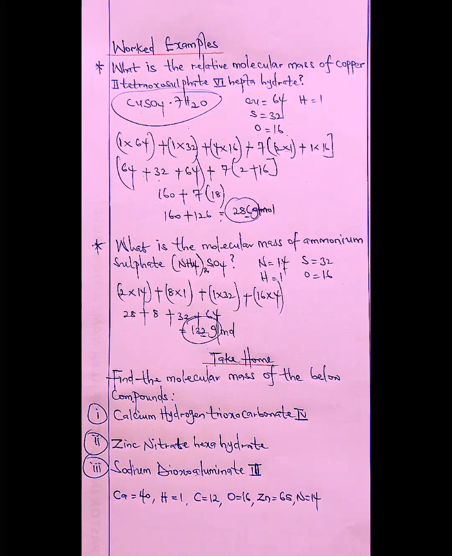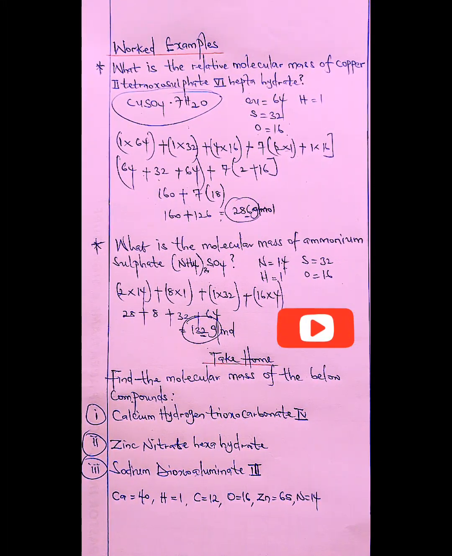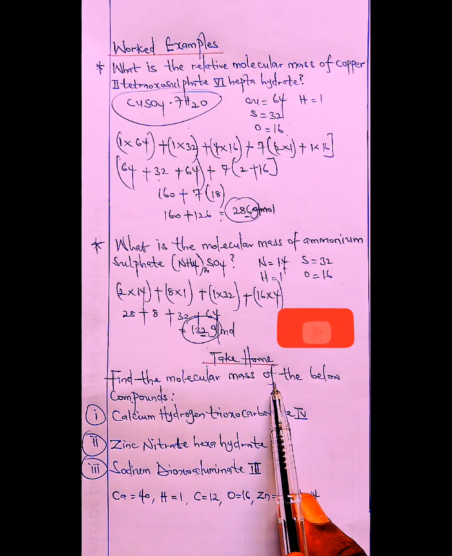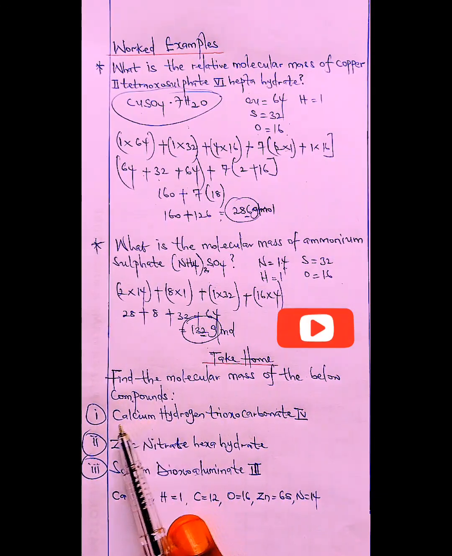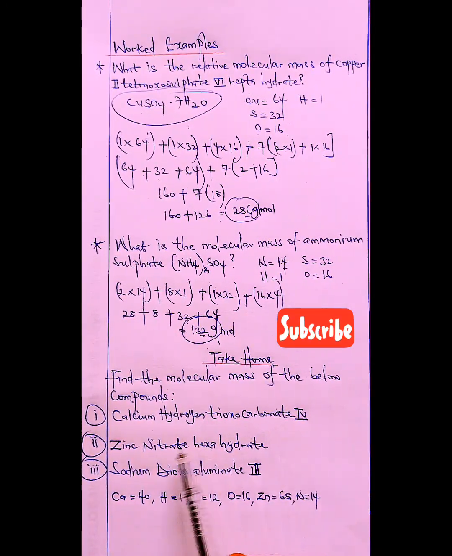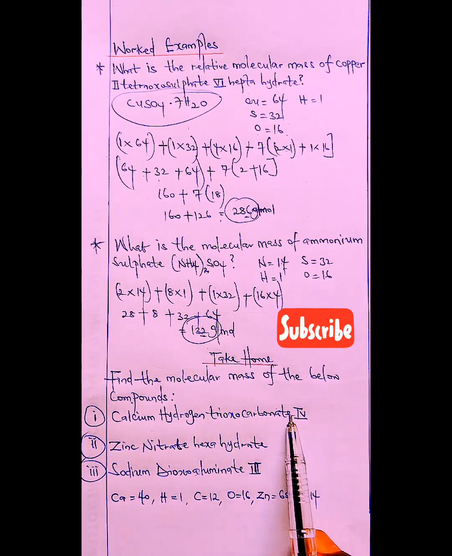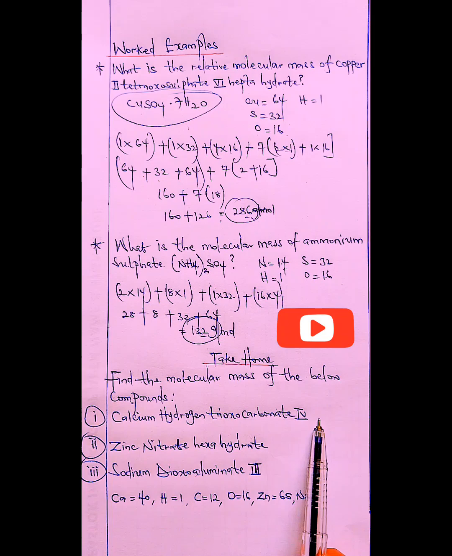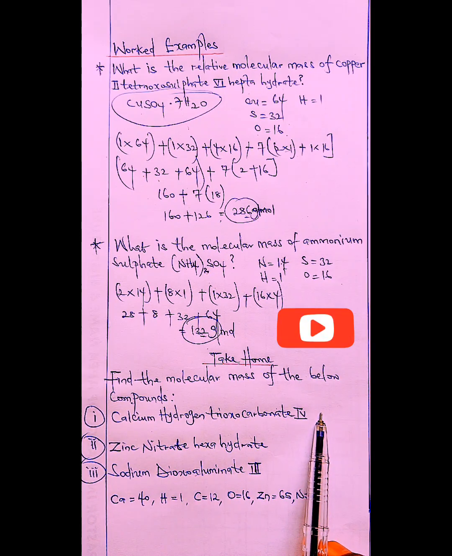Okay, guys, at this point in time, it is time we tested ourselves to know how much we've gotten from today's lesson. So we have a couple of questions as a take home. Now here are the questions. Find the molecular mass, or the relative molecular mass, of the below compounds. The first compound is calcium hydrogen trioxocarbonate 4. You have to get the molecular mass. The first thing you have to do is to write out the correct chemical formula.